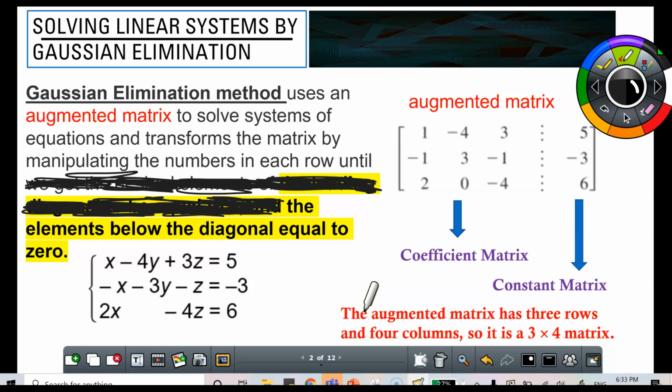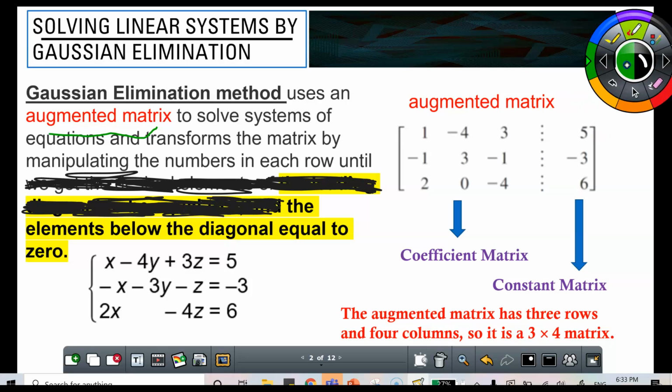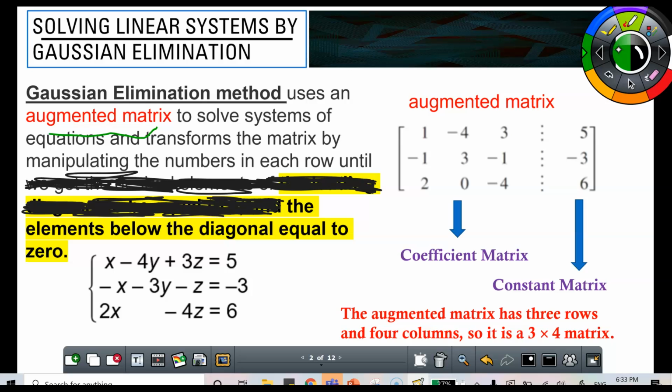So what is the Gaussian elimination method? It uses an augmented matrix to solve systems of equations and transforms the matrix by manipulating the numbers in each row until the elements below the diagonal equal 0. Okay, so let's look at the example to see what augmented matrix means and what diagonal means.